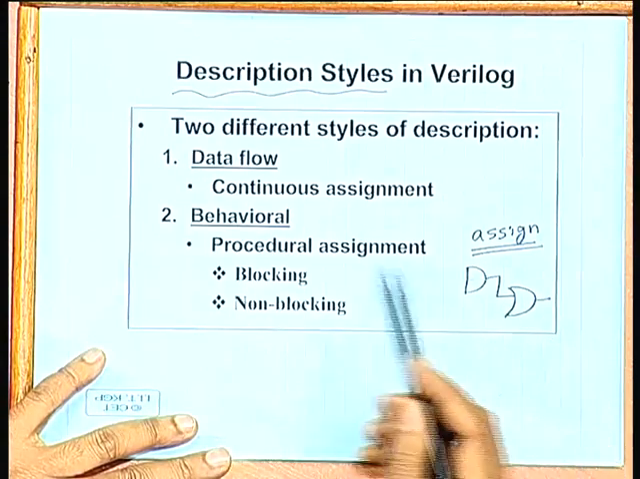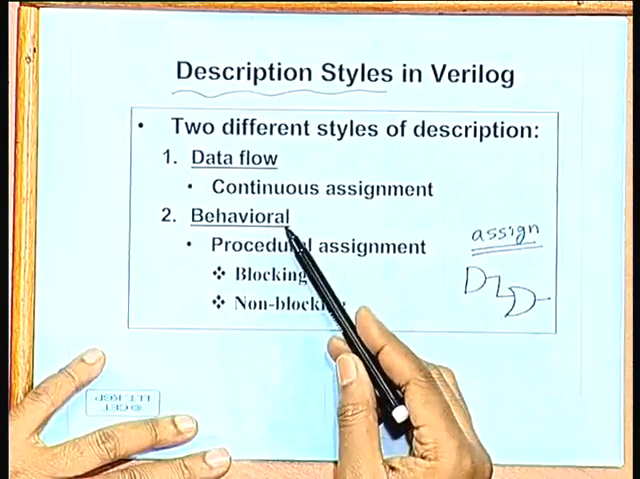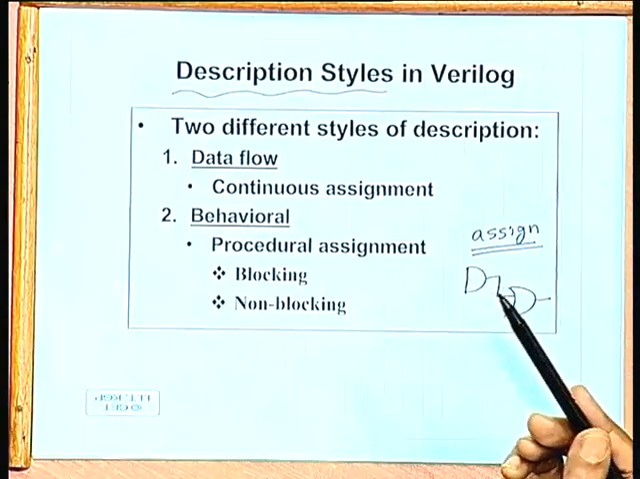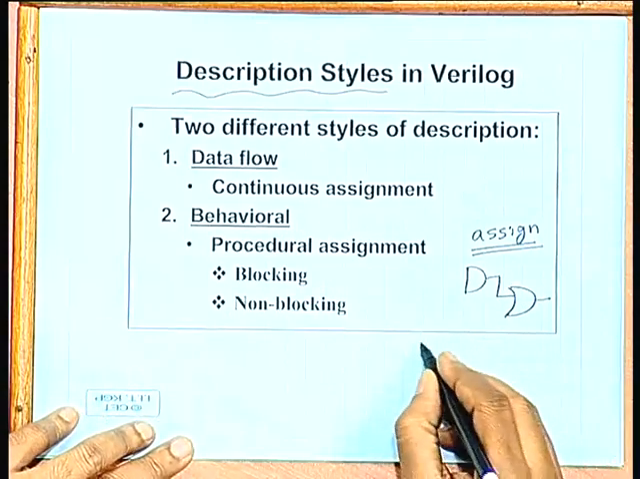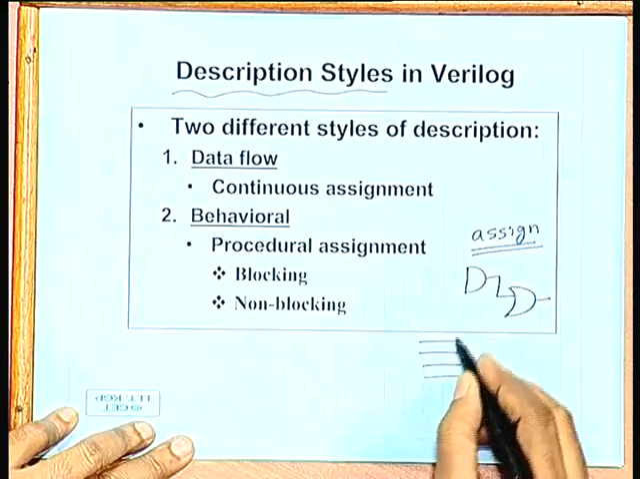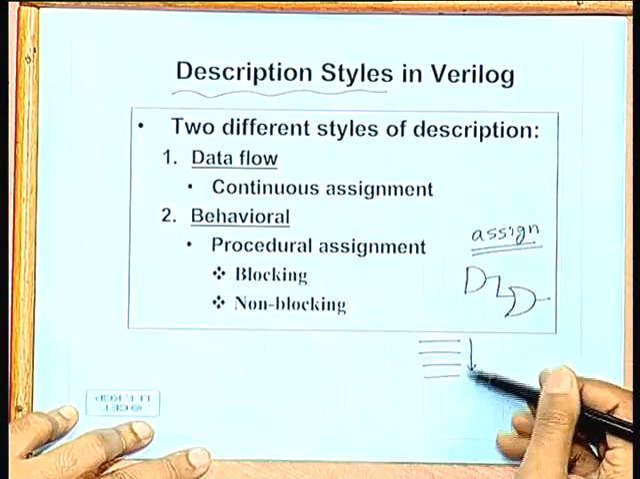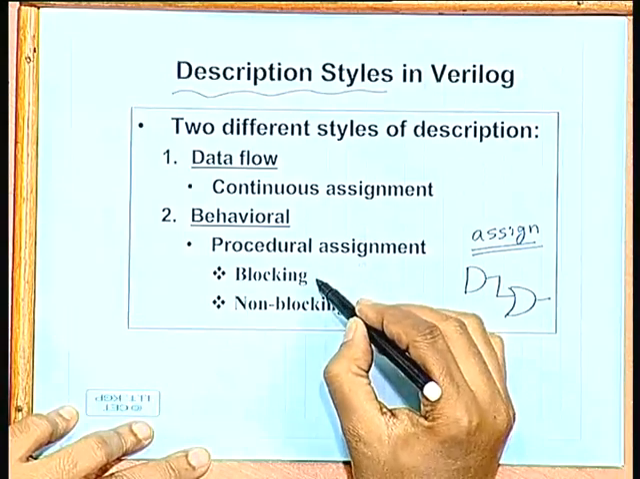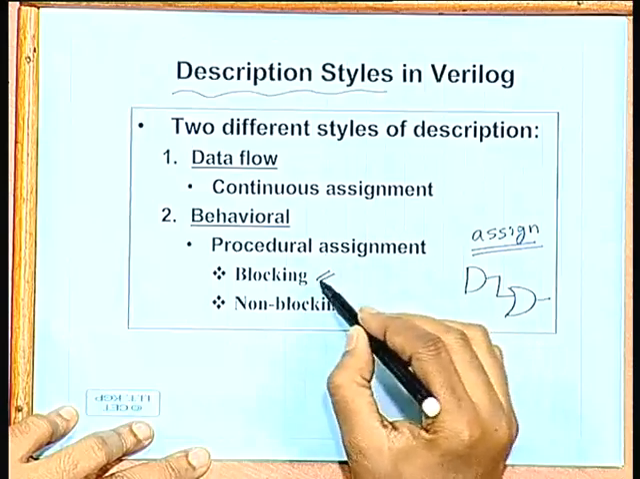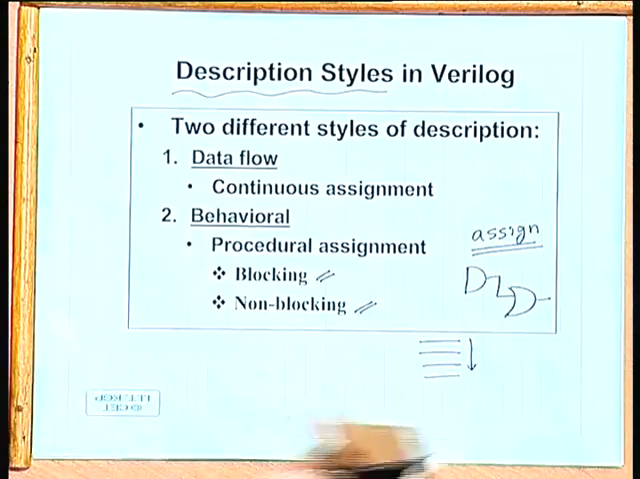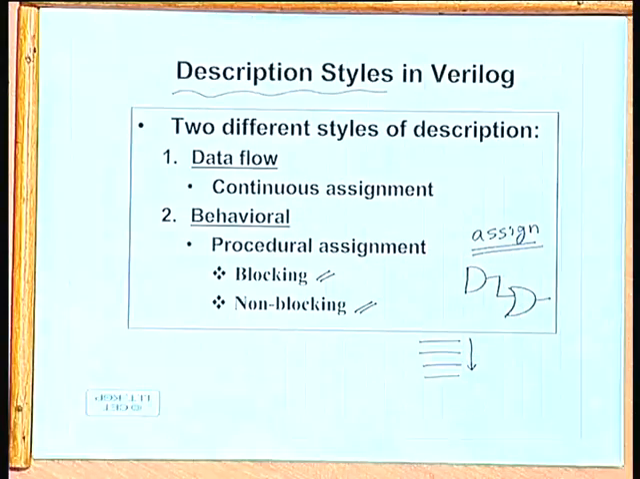Now, in contrast, you can have another style of description, behavioral. This is more like you are expressing something in a high level language. You specify a set of statements which are supposed to be executed one by one. But exactly how they are executed depends on whether you declare the assignments as blocking or non-blocking. This we will be discussing in some detail now. So, first let us again look at the continuous assignment data flow style.